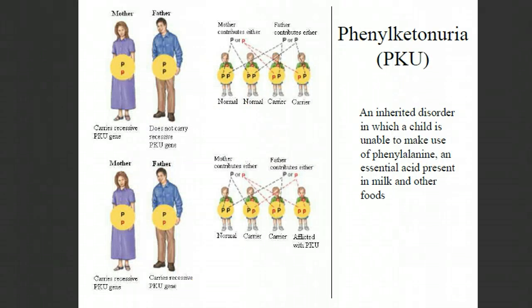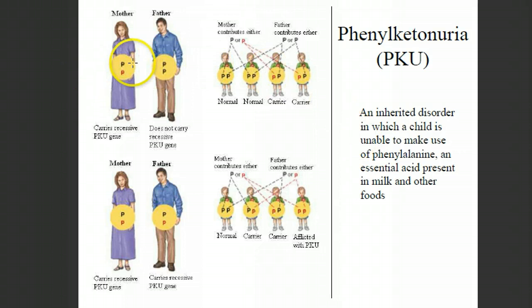Okay, let's talk next about another example of a single gene that can have a huge impact on development. That's the one that's responsible for our ability to make use of phenylalanine, an essential amino acid present in milk and other foods. There is a disorder known as phenylketonuria, and you can see why they abbreviate it as PKU. As mentioned here, it's an inherited disorder in which a child is unable to make use of the phenylalanine.